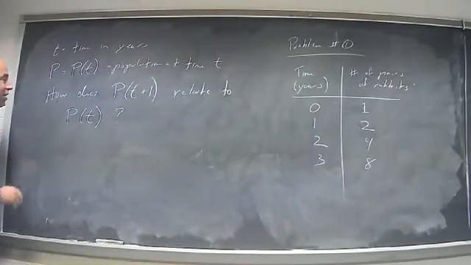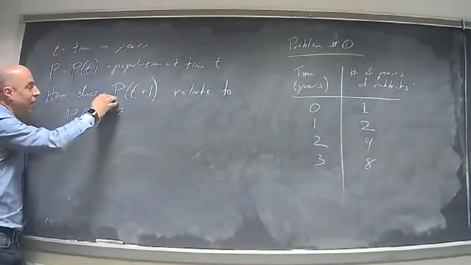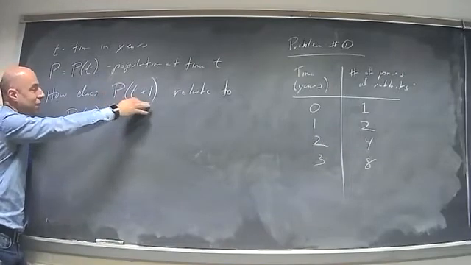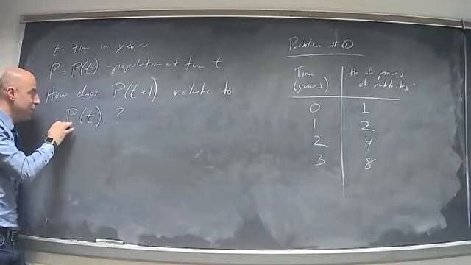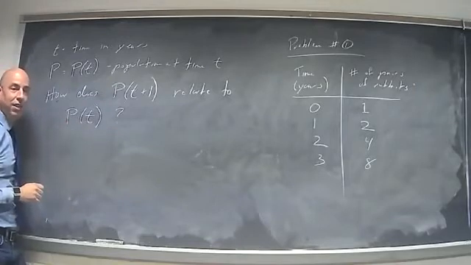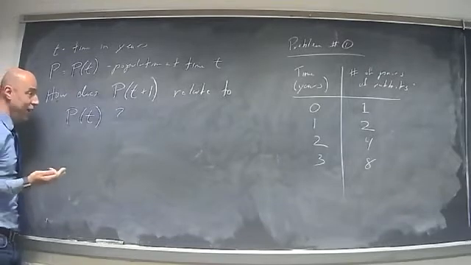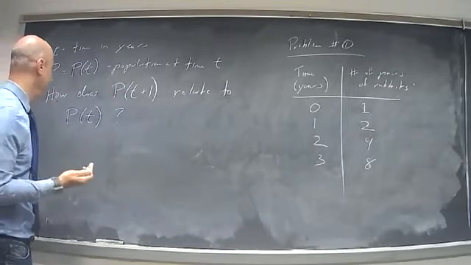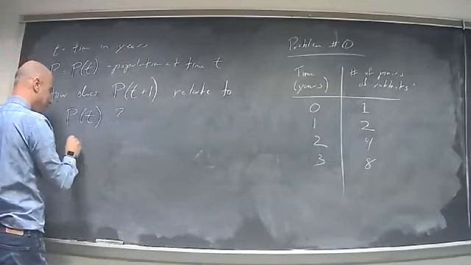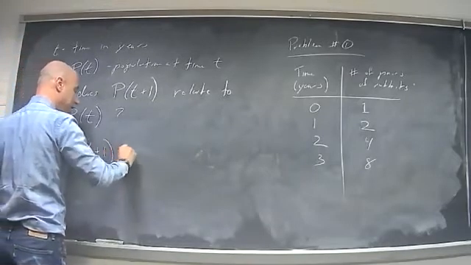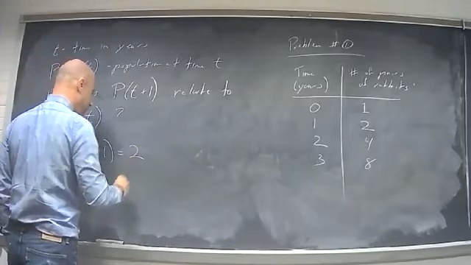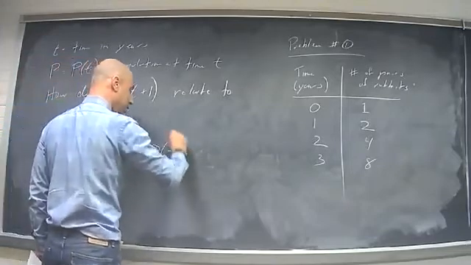So let me come back to this question. How does the population at time t+1, for this particular problem number 1, relate to the population at time t? It's doubled. Okay. So writing this out in terms of a formula, p of t plus 1 equals 2 times the population at time t.